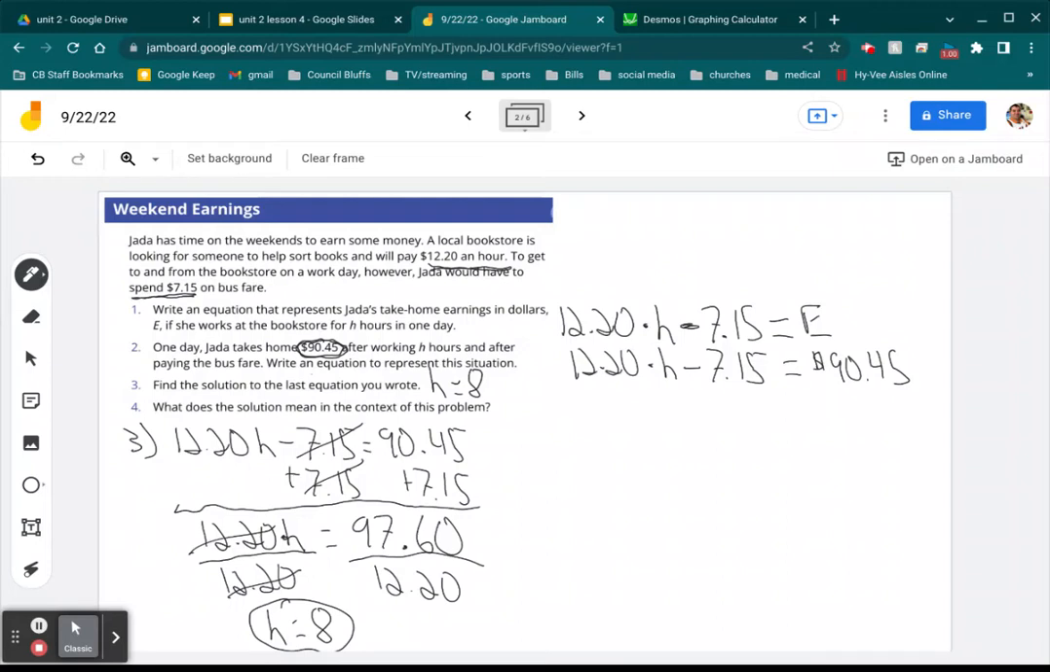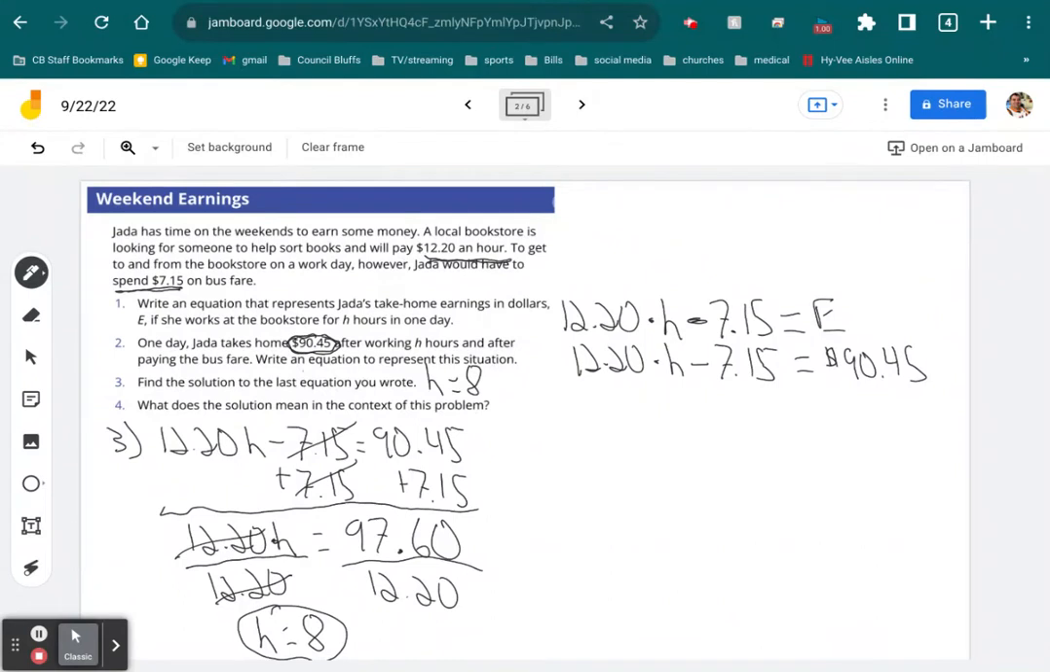What does that solution mean in the context of this problem? In other words, the context of Jada working at the bookstore. Well, we figured out that H equals 8. Now, what was H? H, remember, was the number of hours that she works in a day. So if H equals 8, that means she's working 8 hours. So in this context, the solution means if she works 8 hours, she will take home $90.45 at the end of the day.